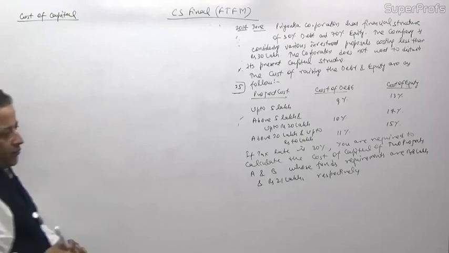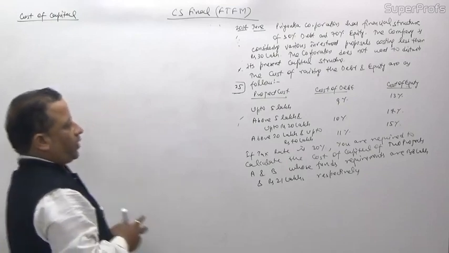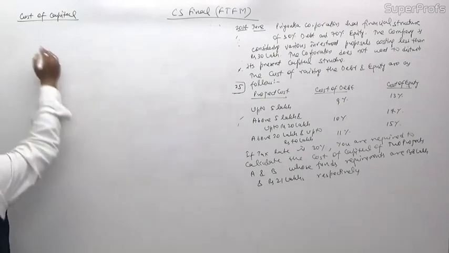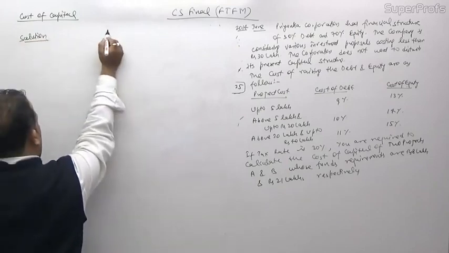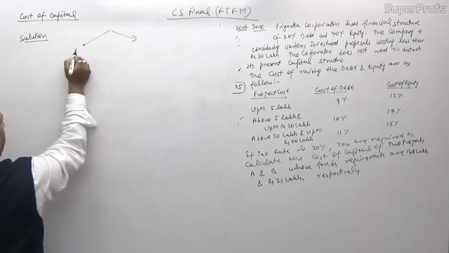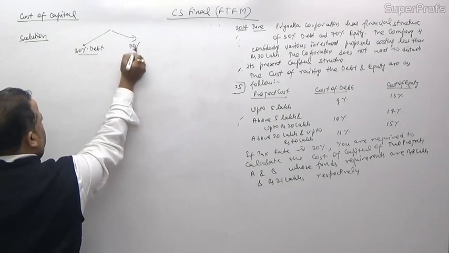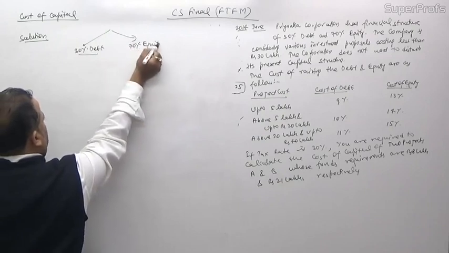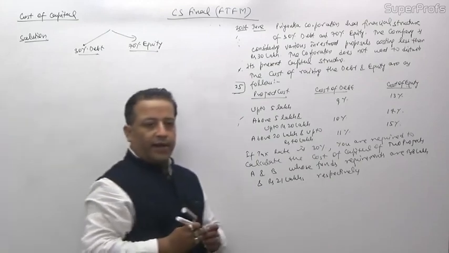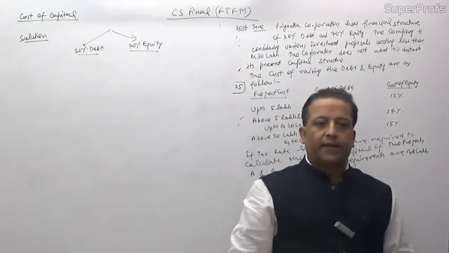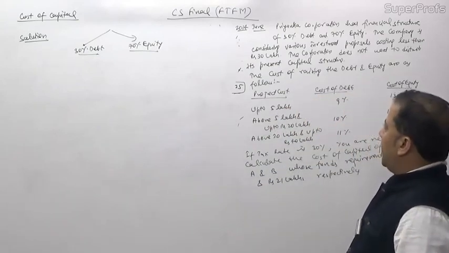So the second question from the June 2014 examination. Priyanka Corporation has a financial structure of 30% debt and 70% equity.